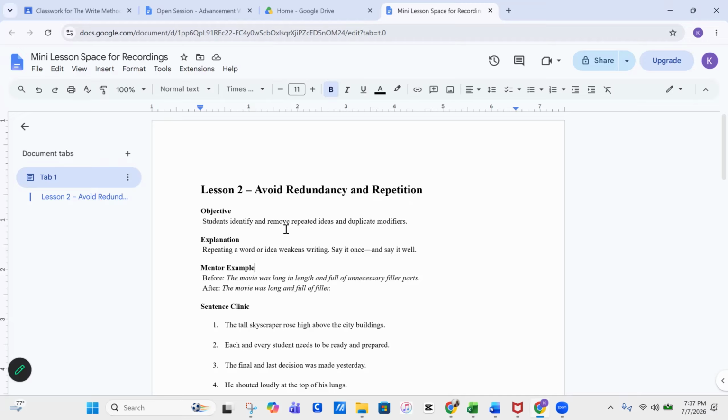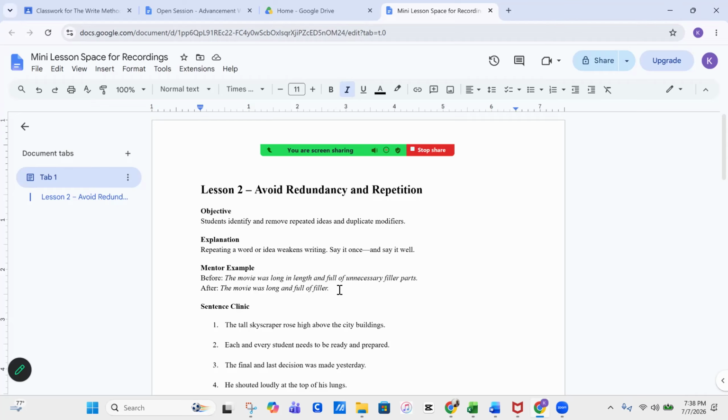Okay, so students identify and remove repeated ideas and duplicate modifiers. Repeating a word or idea weakens writing. Say it once and say it well. So look at this sentence here. The movie was long in length and full of unnecessary filler parts. Well, if we revise that and make it more concise, the movie was long and full of filler.